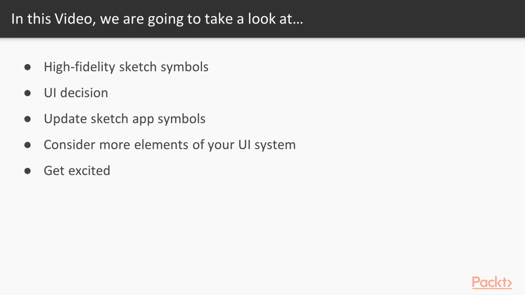We're going to talk about some of the decisions we need to make, including things that have to do with UI, consistency, elements, type, color, graphics, shapes, etc. And then we'll update some of our symbols just to start building towards a more high fidelity output for our screens. This is all about considering some of the elements of our UI systems, but we're going to continue to get excited about our journey.